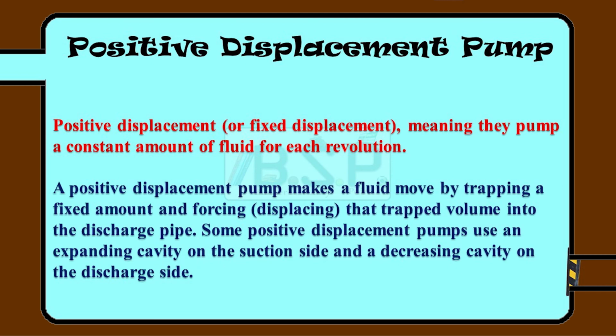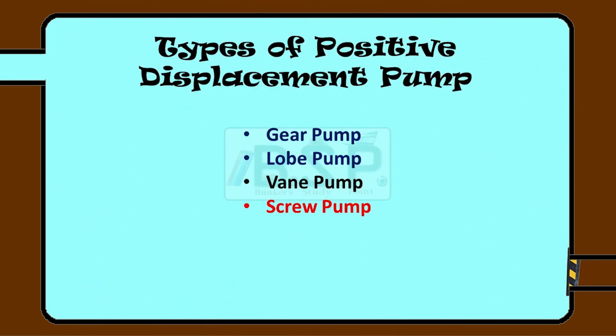Positive displacement or fixed displacement means they pump a constant amount of fluid for each revolution. A positive displacement pump makes the fluid move by trapping a fixed amount and forcing or displacing that trapped volume into the discharge pipe. Some positive displacement pumps use an expanding cavity on the suction side and a decreasing cavity on the discharge side. The types of positive displacement pump are gear pump, lobe pump, vane pump, and screw pump.